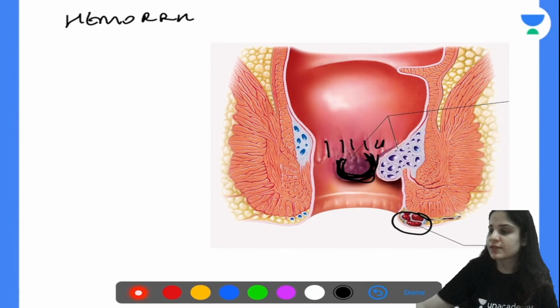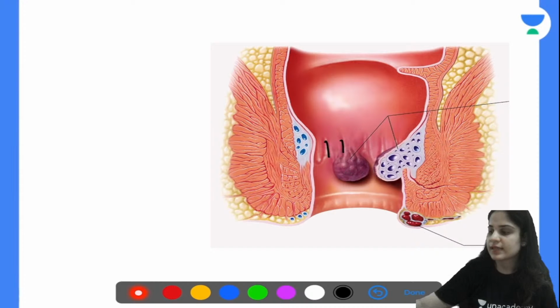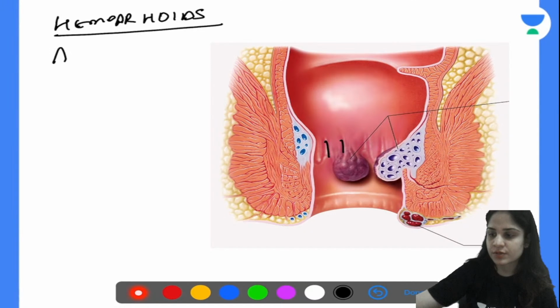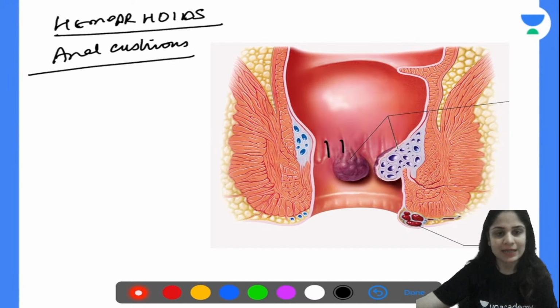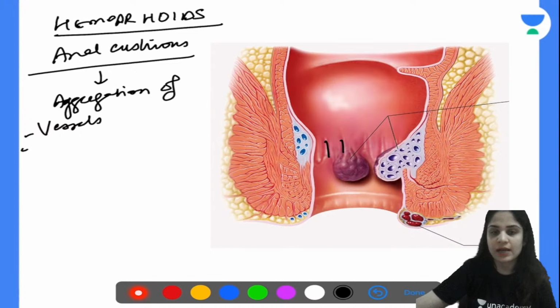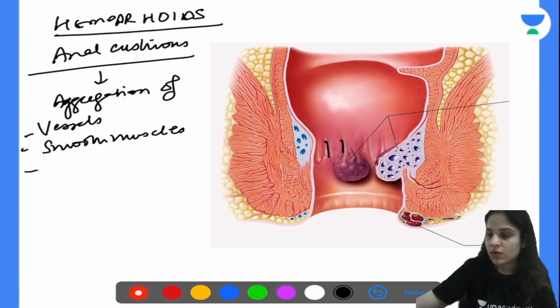So in hemorrhoids, the first thing that you need to know, one second, I'll just write it again. The first thing that you guys need to know in hemorrhoids is what are anal cushions. Okay, because the whole point about hemorrhoids is the anal cushions. The whole anatomical problem is the anal cushion. Okay, now your anal cushion is nothing but an aggregation of 2-3 things, of blood vessels, so your arterioles, venules, of smooth muscles, of your elastic connective tissue.